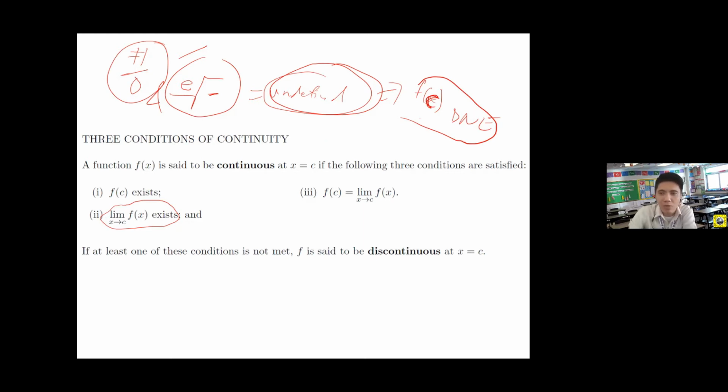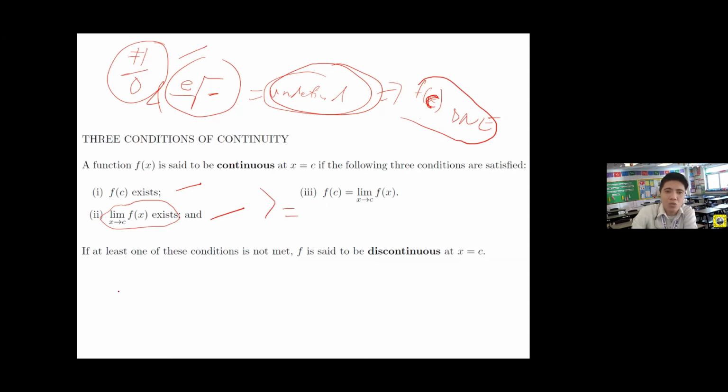Or if, in your table of values, it does not exist, then therefore the limit does not exist. That's the second condition. The third condition is that f of c must be equal to the limit of f of x as x approaches c. Since the limit exists, you have a number here, and f of c exists, so you have a number there. The third condition is that they must be equal.